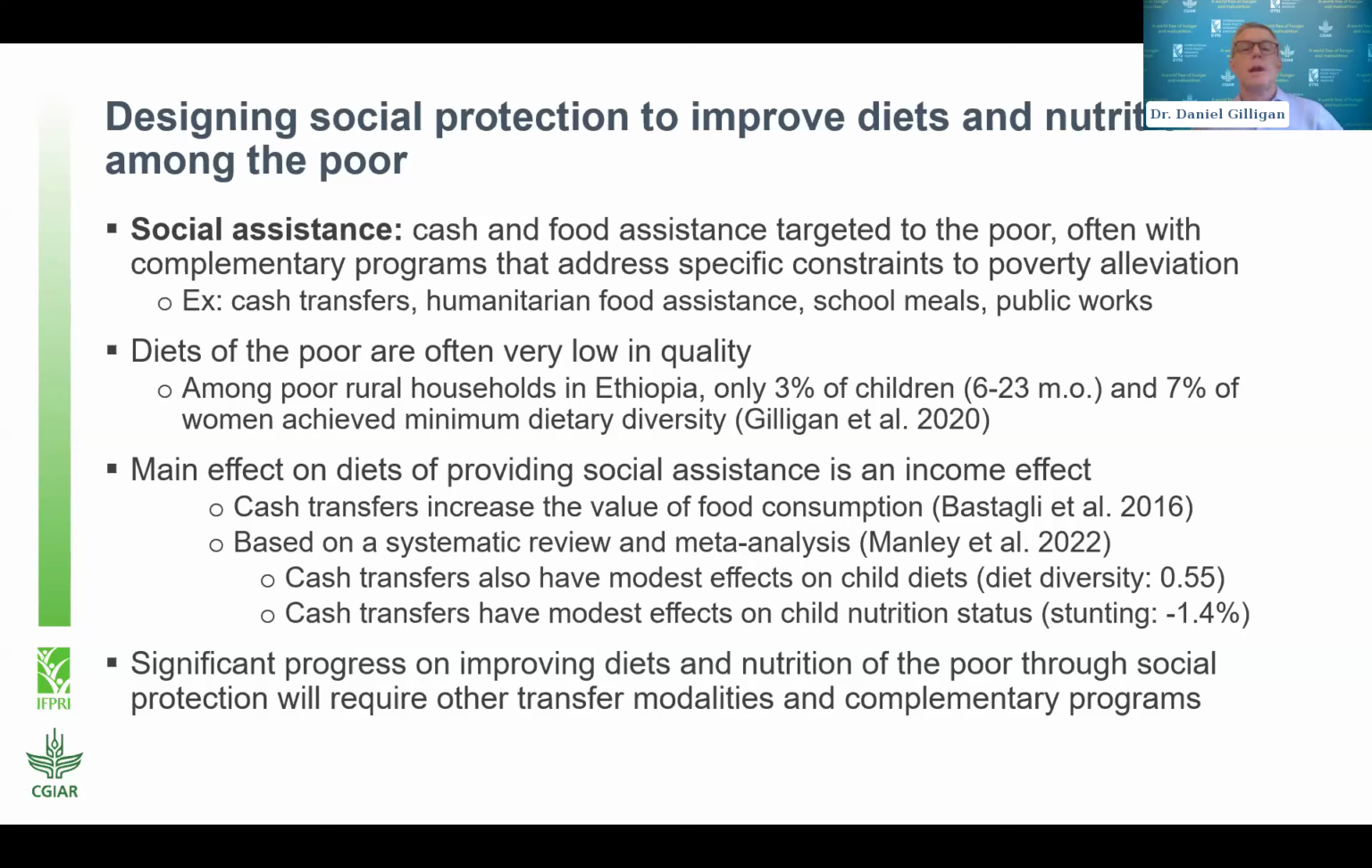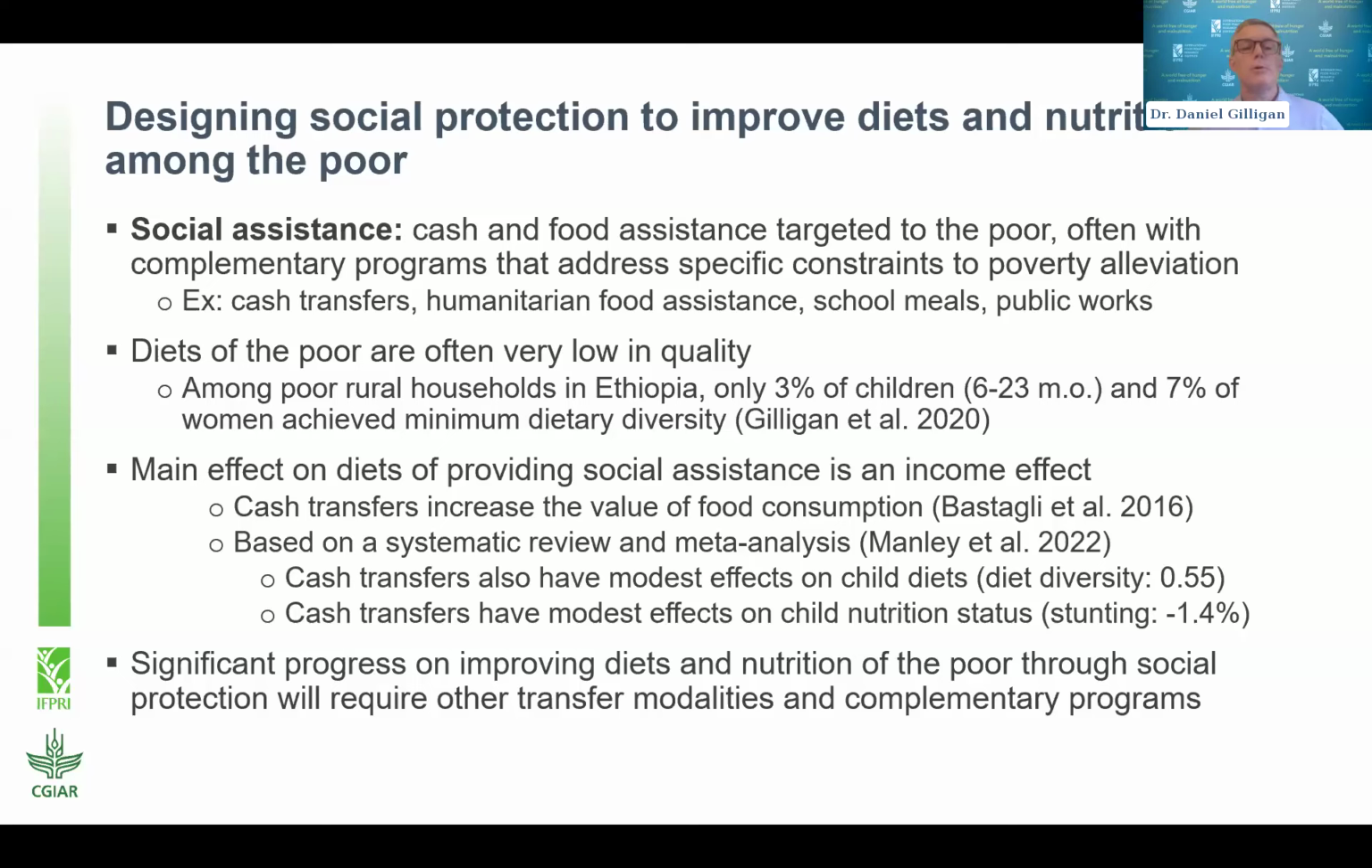By that, we mean cash and food assistance targeted to the poor, often with complementary programs that address specific constraints to poverty alleviation. So the types of examples, the types of programs I'm talking about will be familiar to, I think, everyone. So these are targeted cash transfers, humanitarian food assistance, school meals would be included here, public works like the PSNP in Ethiopia.